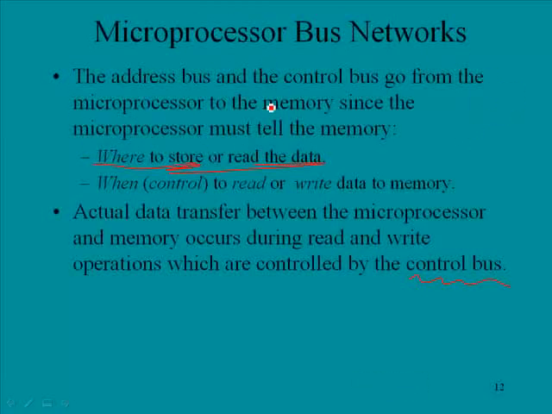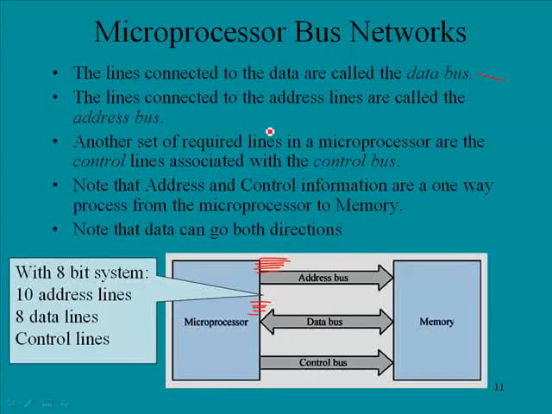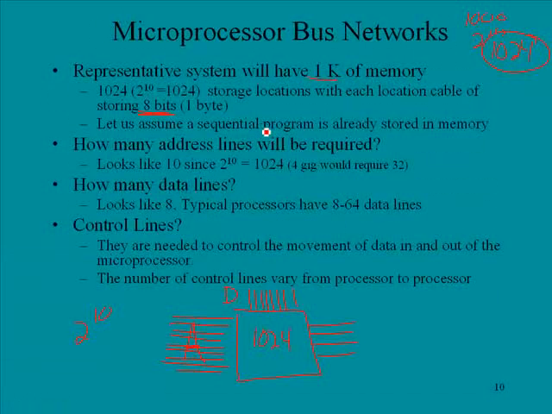Okay, so in this section, we're looking at mainly the address bus, the data bus, and the control bus. And our representative system, we're doing it at a very basic level. We're looking at 1K of memory with an 8-bit or 1 byte per location system.